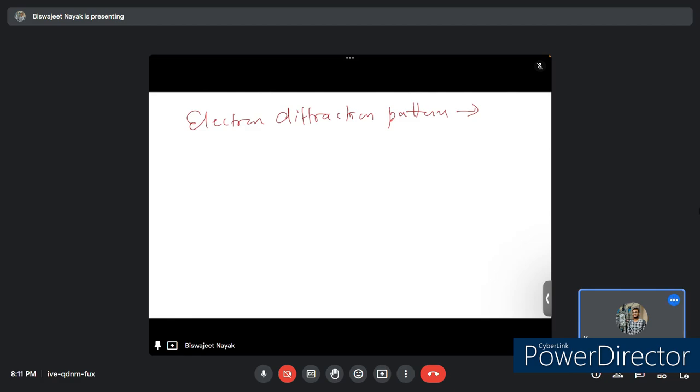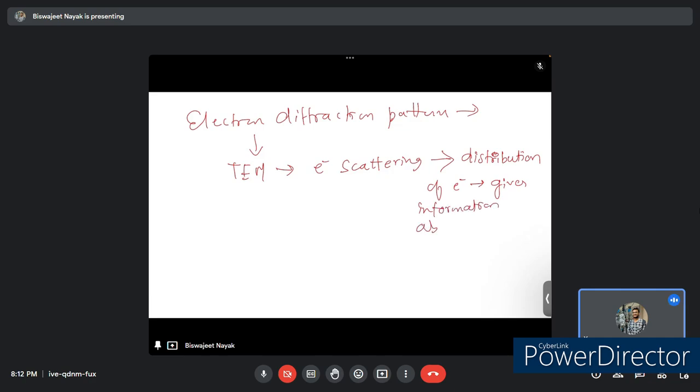So as in TEM, using the electron scattering, they help in collecting the information about the specimen by seeing how the electrons are distributed. Distribution of electrons gives information about the specimen.